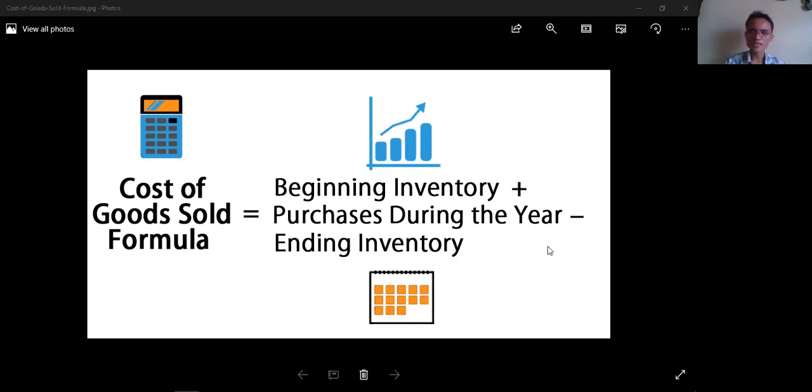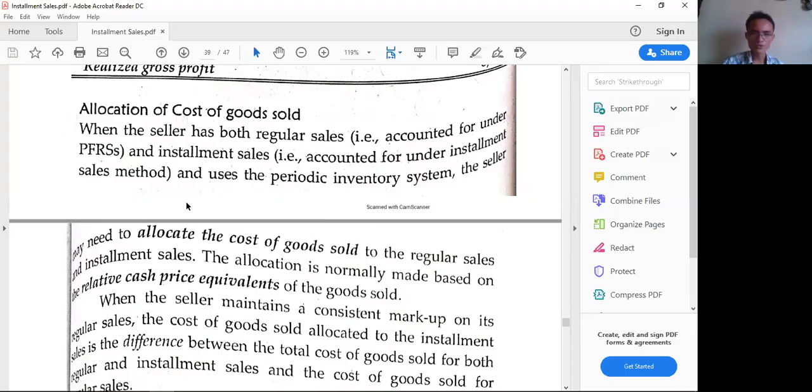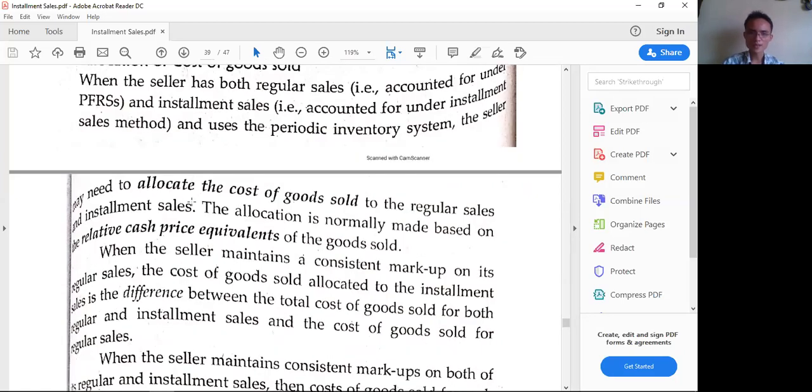The problem would arise if we are under the periodic inventory system, because there's only one cost of goods sold and we have to know how much of that particular cost of goods sold belongs to cash sales, belongs to account or credit or term sales, which is still under regular sales, and another one is the installment sales. And so allow me to discuss now. So allocation of cost of goods sold, as explained, that is the background.